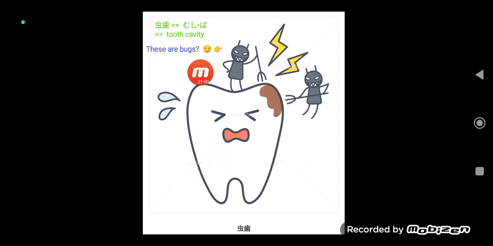So this is your tooth. This is just a figurative depiction that probably the bugs are attacking your teeth, and hence you will have this tooth decay or tooth cavity here. This is mushiba. That is mushiba, minasan.